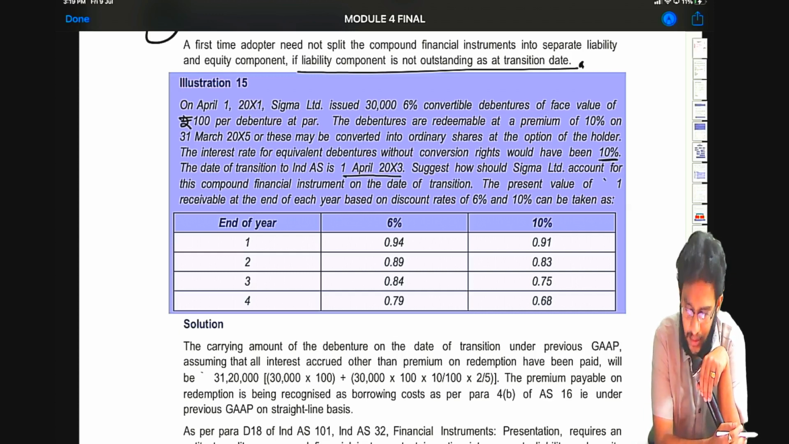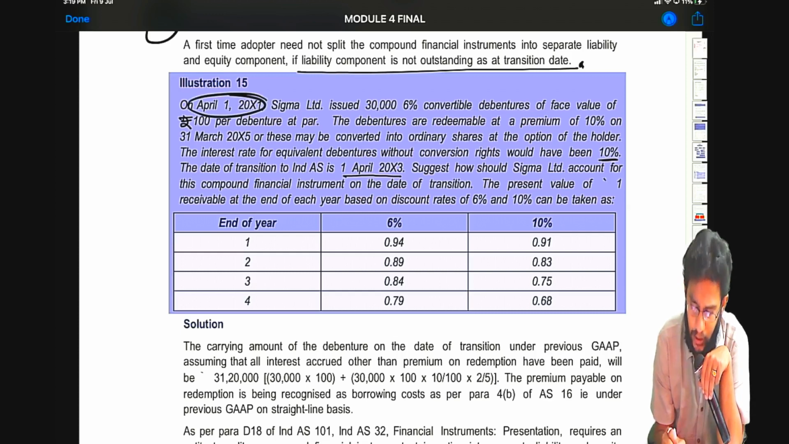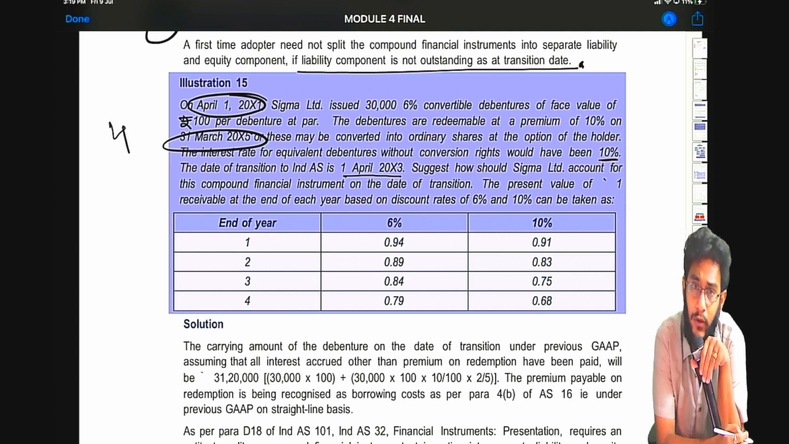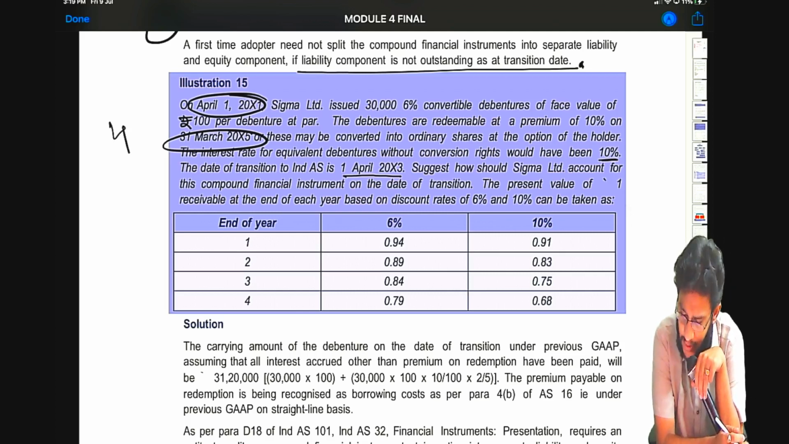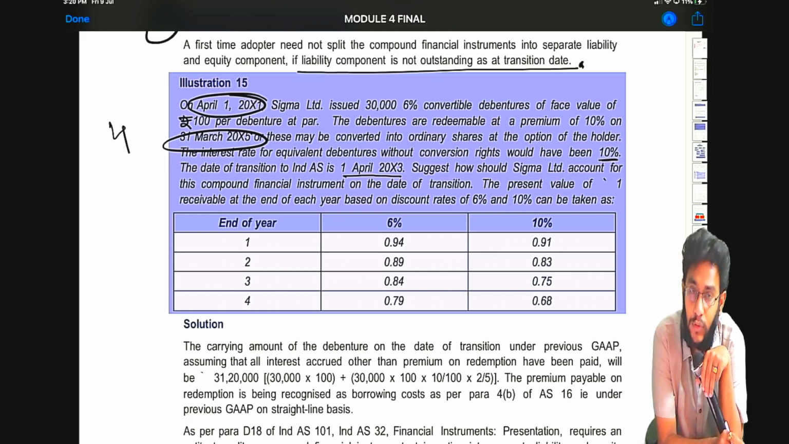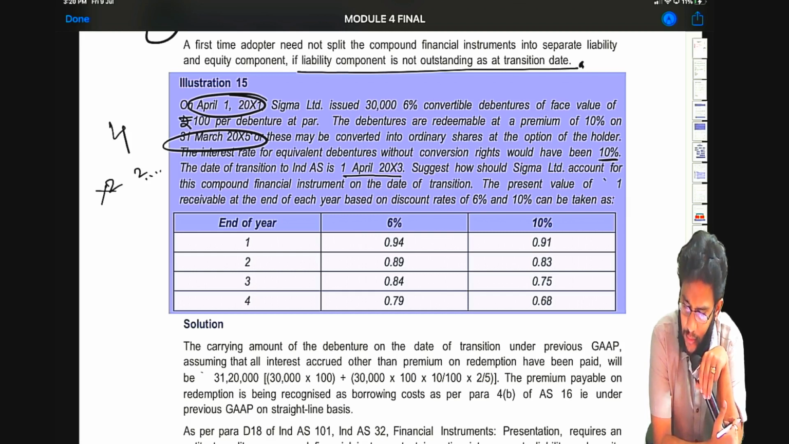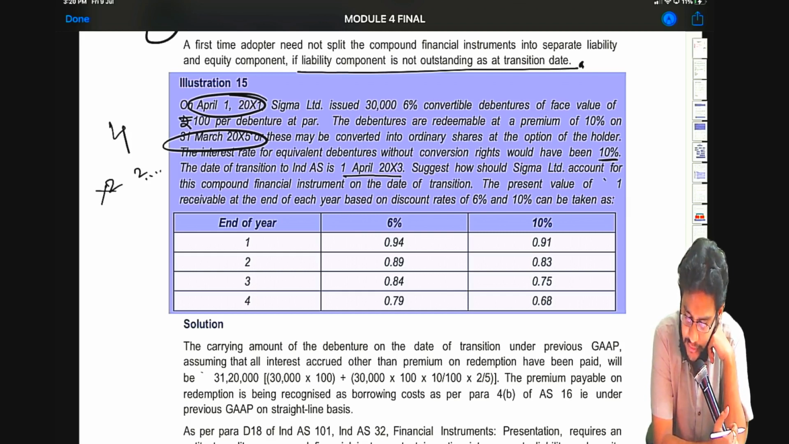Now, as you can see, 1st April 2001 is the issue date. Redemption date is 31st March 2005. That means it has got a life of 4 years. And your transition date is 1st April 2003. That means you issued on 1/4/2001, 1/4/2003 is your transition date, so already 2 years have been over, 2 years are pending. Suggest how Sigma should account for this compound financial instrument on the date of transition. The present value of 1 rupee, PV factors they have given. That's okay.